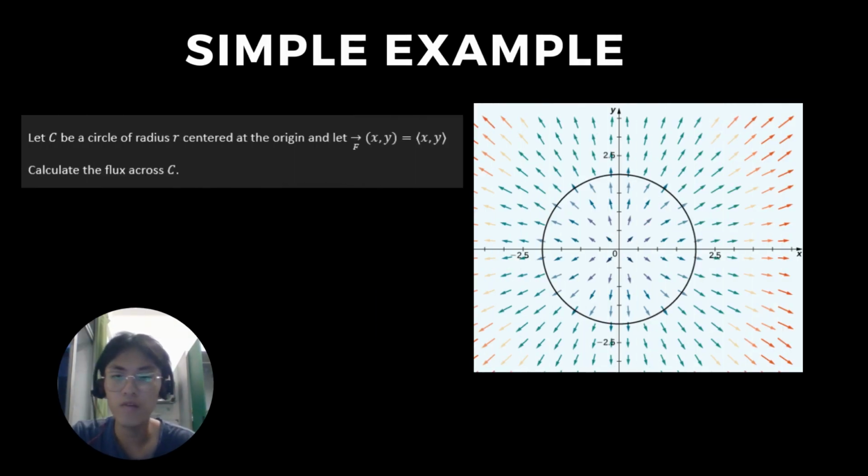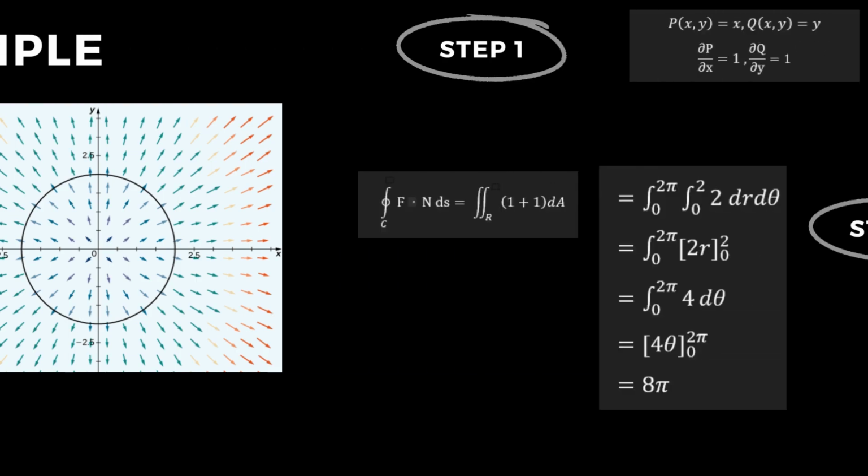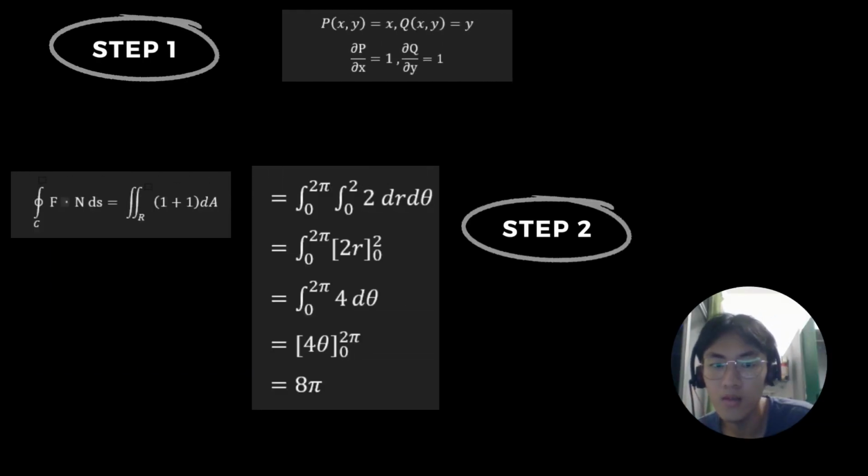Okay, so let's move on to a simple example of the flux form of Green's theorem. Let C be a circle of radius r centered at the origin and let the vector field equal to <x, y>. Calculate the flux across C, and you can see the question is on the right. So in step 1, we let P equal to x and Q equal to y. The partial derivative of P with respect to x is 1, and the same goes for the partial derivative of Q with respect to y, which is equal to 1.